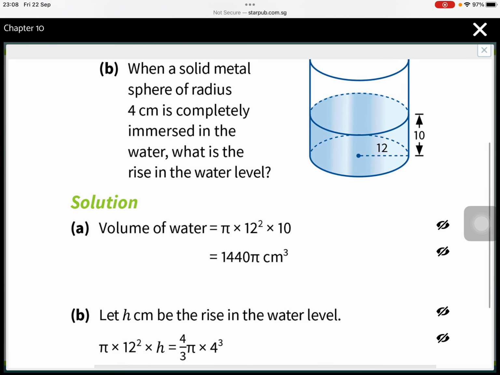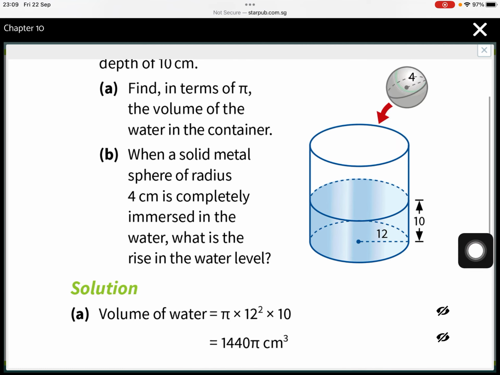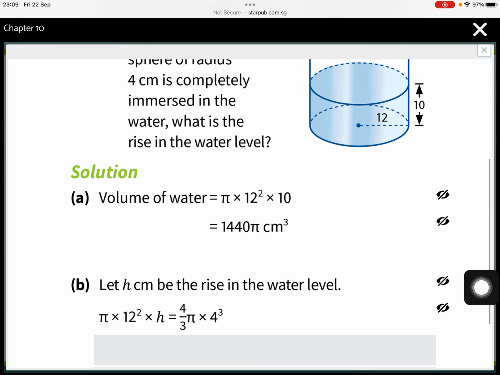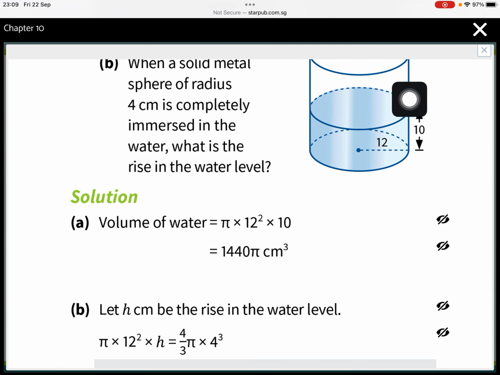Oh, okay, so in this case, for the workbook, they decided to combine the two steps together. So just now I was saying 4 third pi r cube, where because this is a sphere with a radius of 4, so my r is 4. So 4 third pi 4 cube. So this volume will be equal to the increase in the volume, okay, over here.